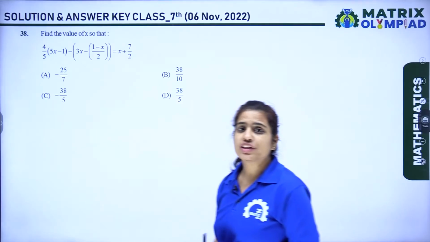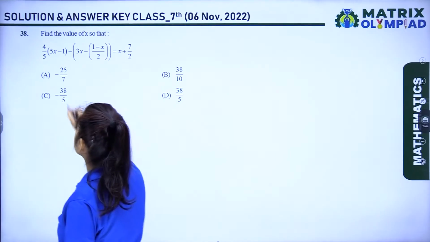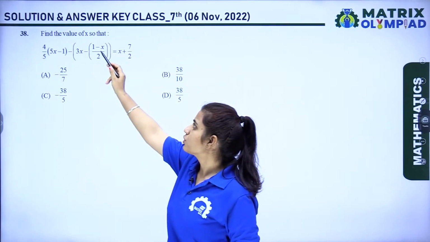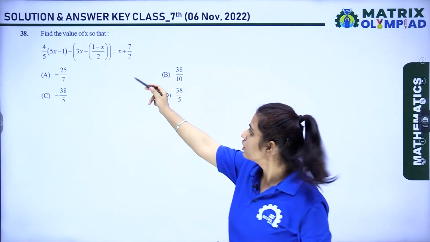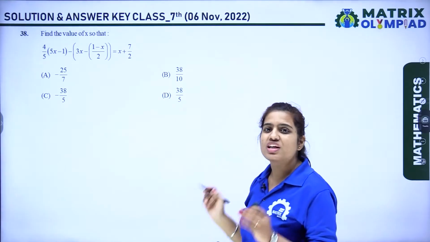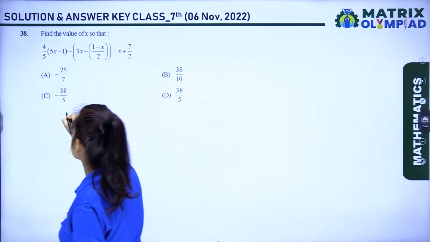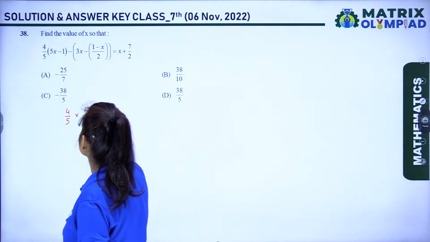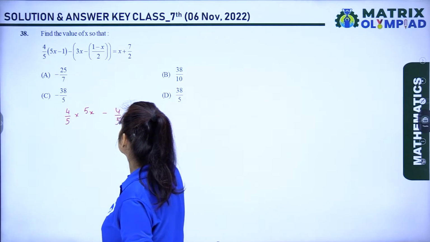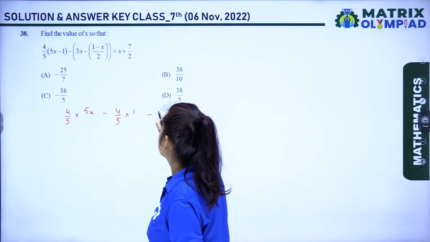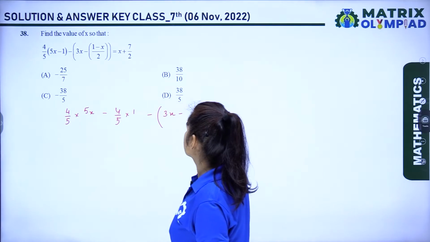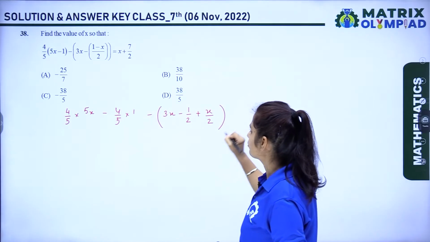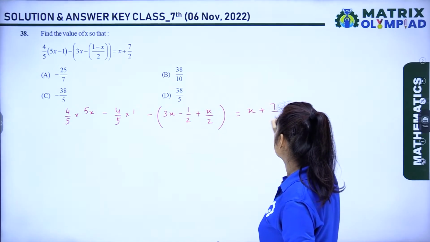Now let's begin with the next question, that is question number 38. The question is 4 upon 5 multiplied by 5x minus 1, minus bracket 3x minus 1 minus x upon 2, bracket close, is equal to x plus 7 upon 2. Now let's begin the solution. 4 upon 5 multiplied by 5x minus 4 upon 5 multiplied by 1 here. Now minus 3x minus 1 upon 2 plus x upon 2 equal to x plus 7 upon 2.